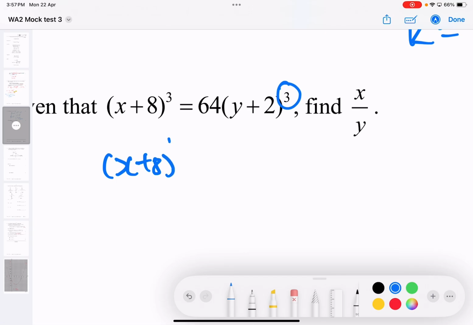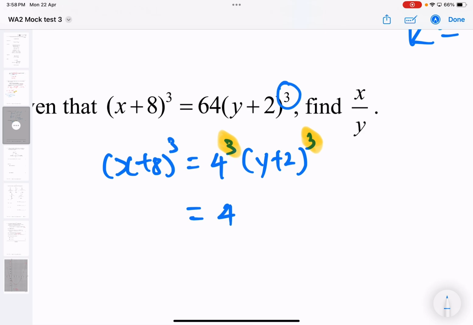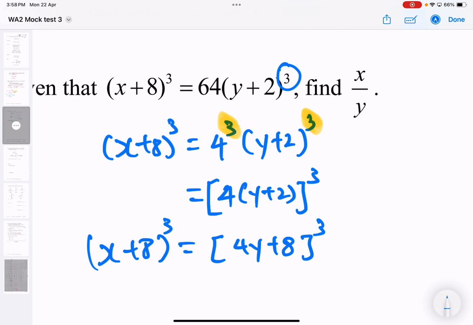So I'm going to have x plus 8 to the power of 3 is 4 to the power of 3, y plus 2 to the power of 3. Now, you notice here that this is both to the power of 3. So really, we can multiply the 4 in. It is the same as 4 times y plus 2, the whole thing to the power of 3. Am I right? Okay, so let us simplify this expansion. So I'm going to have x plus 8 cubed is equals to 4y plus 8 to the power of 3.